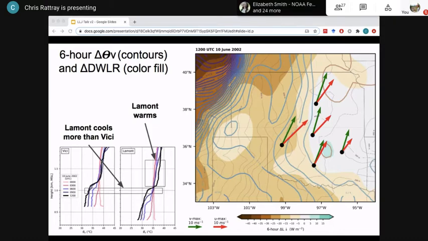So looking closer at this profile, we see that there are areas around 1 kilometer where Lamont cools more than VICI, and then above where Lamont actually warms up a little bit more than VICI. And this suggests there may be some advection taking place around 1 kilometer, keeping VICI to the west a little bit warmer than Lamont.